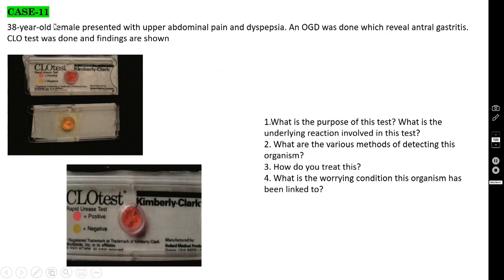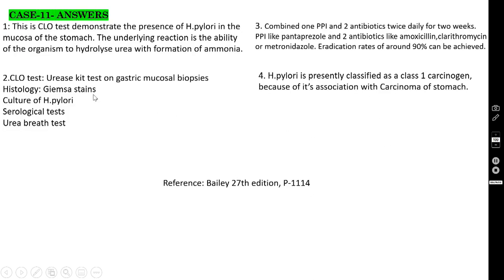Coming to case number 11: a 38-year-old female presented with upper abdominal pain and dyspepsia. OGD was done, which revealed antral gastritis. A test was done and the findings are shown. You are seeing the findings for the test. What is the purpose of this test? What is the underlying reaction involved in this test?